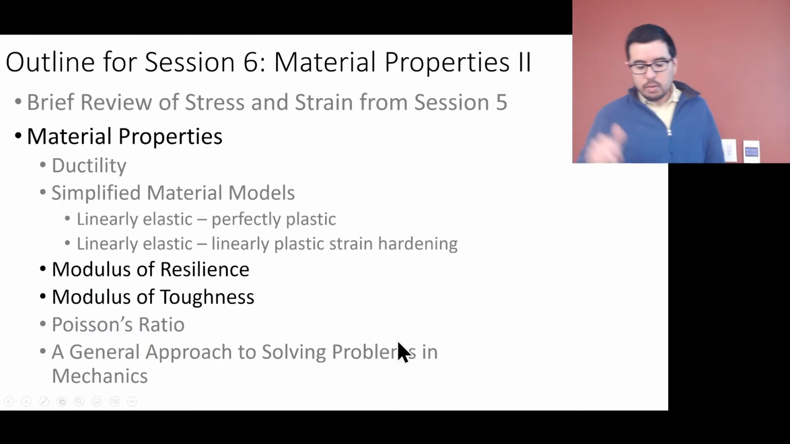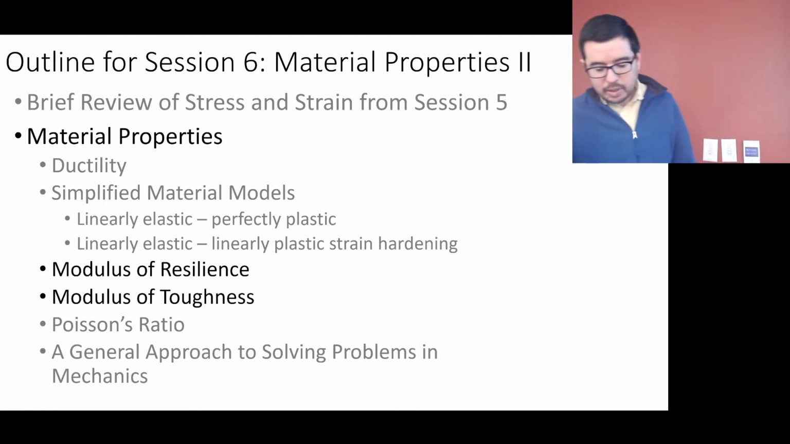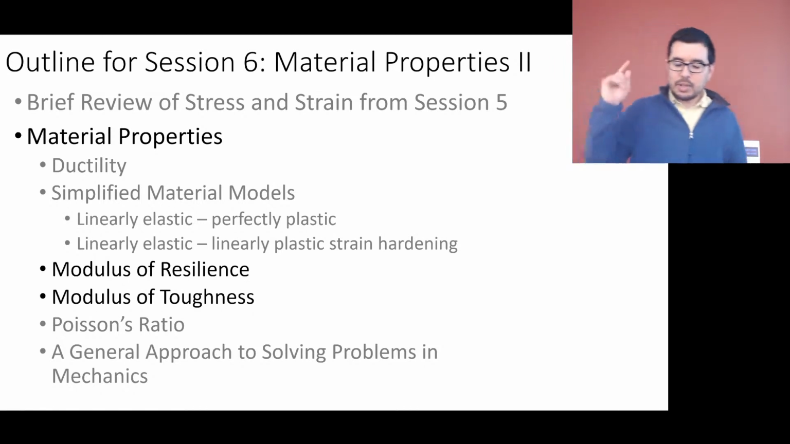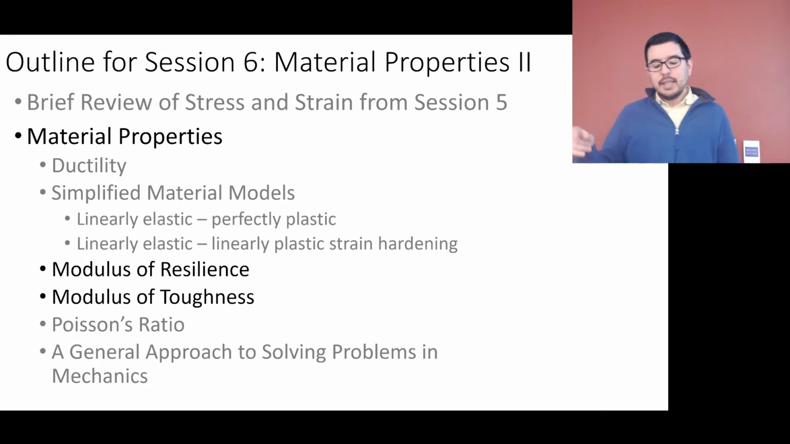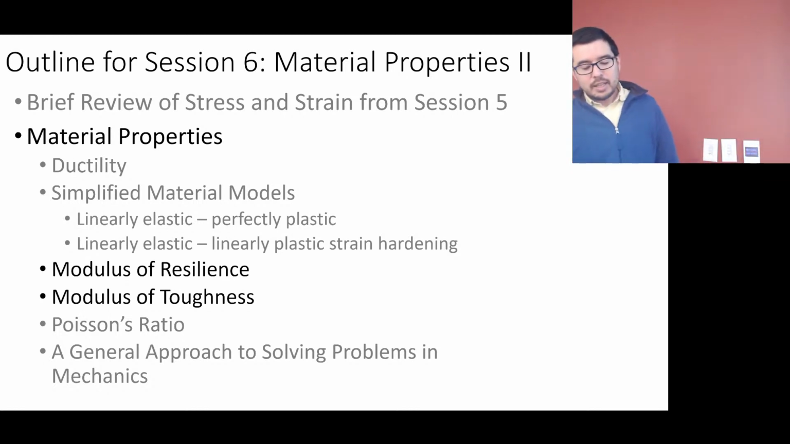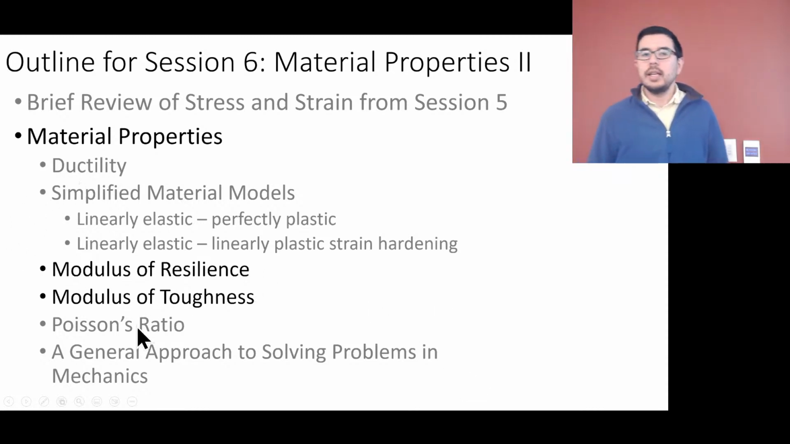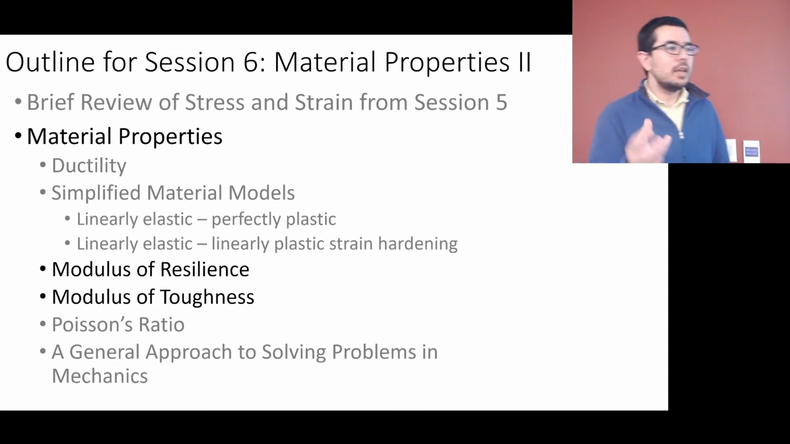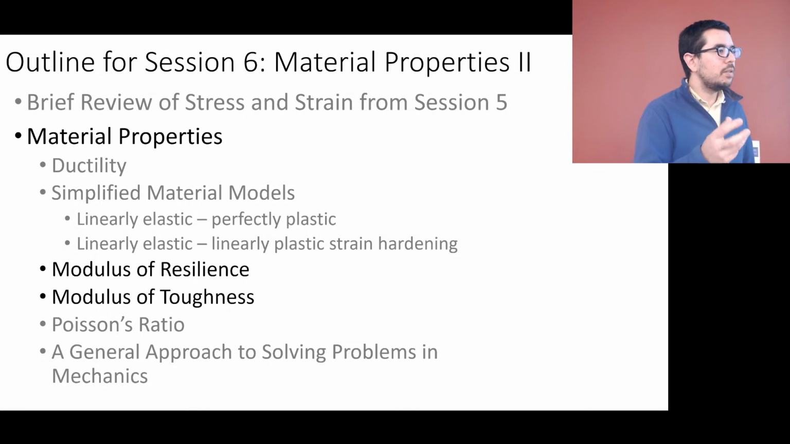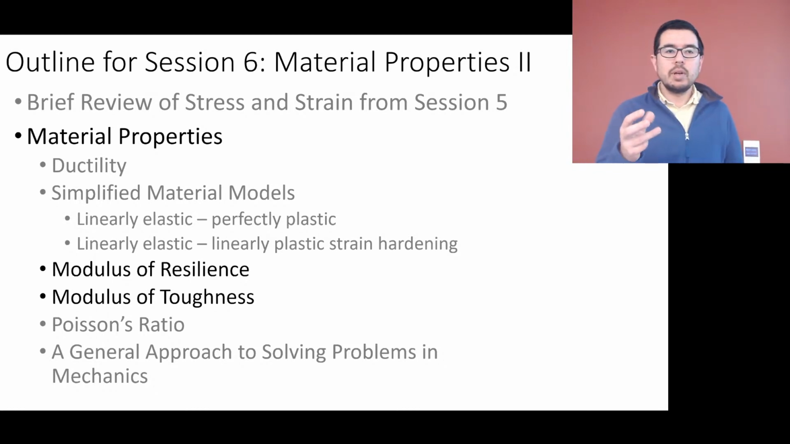Okay, so we've now gone through linear elastic, perfectly plastic materials, and linear elastic, linearly plastic strain hardening materials. Ductility. Let's move on to modulus of resilience and the modulus of toughness. Modulus of toughness and ductility are related to each other, and in fact, they can be a little bit confusing when you're thinking about what is what.